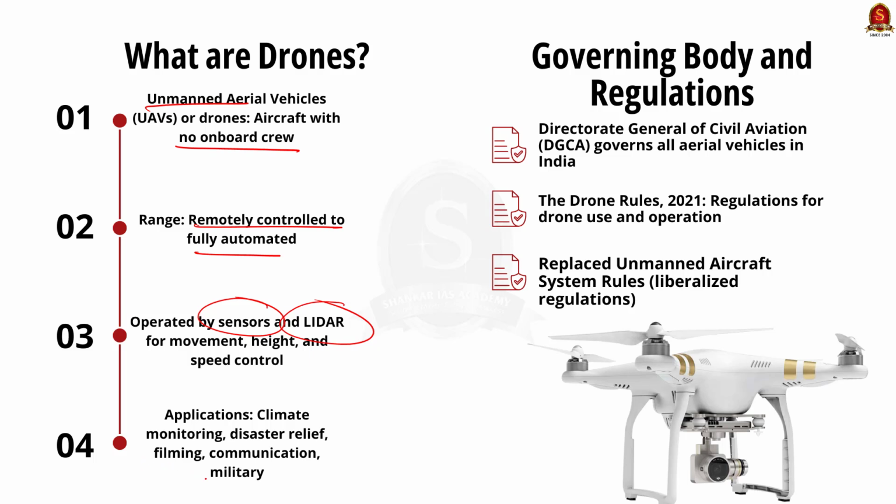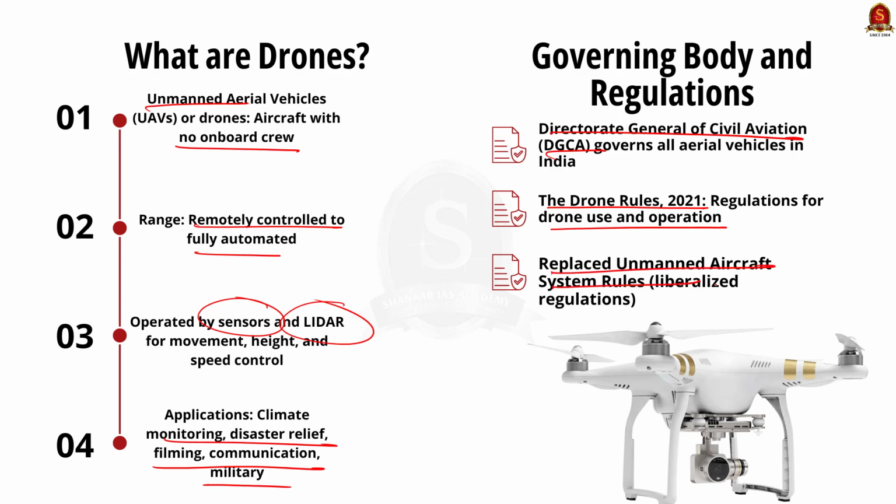See, drones have numerous applications in aviation, ranging from monitoring climate change to carrying out post-disaster search operations, filming, communication in remote areas to military operations. In India, the use of all unmanned or automated aerial vehicles is governed by Directorate General of Civil Aviation, that is DGCA. In 2021, the central government promulgated the Drone Rules 2021 to regulate the use and operation of drones or unmanned aerial systems in India.